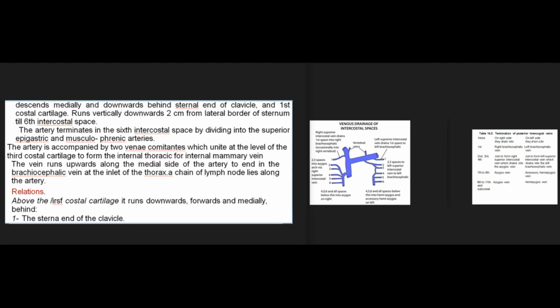The vein runs upwards along the medial side of the artery to end in the brachiocephalic vein at the inlet of the thorax. A chain of lymph nodes lies along the artery.